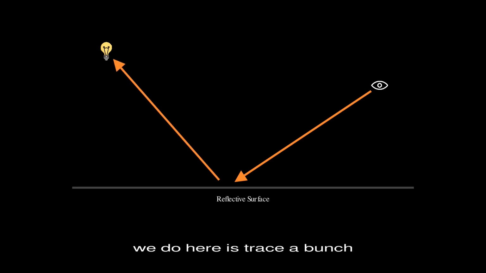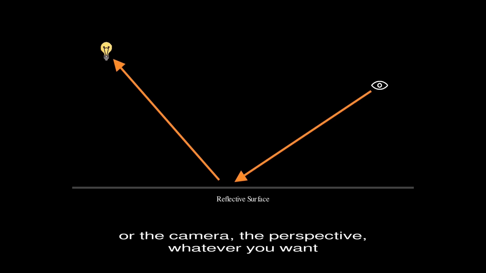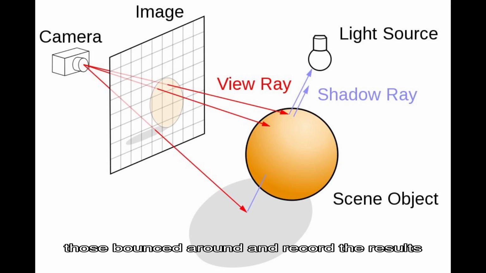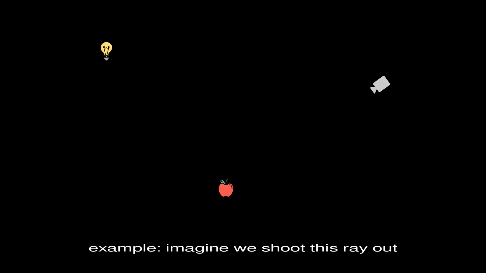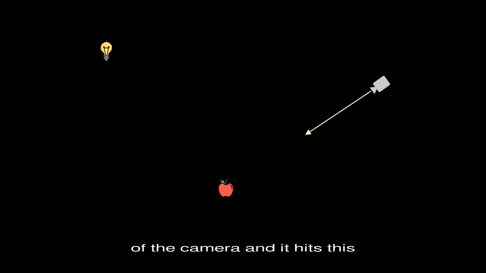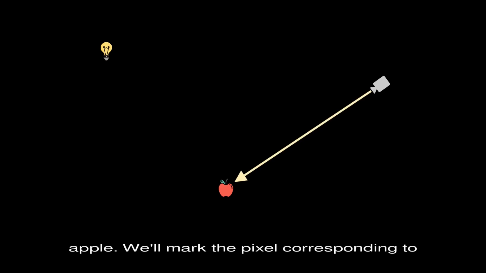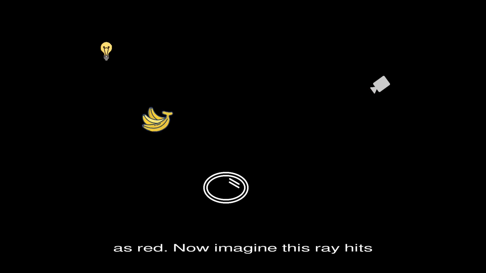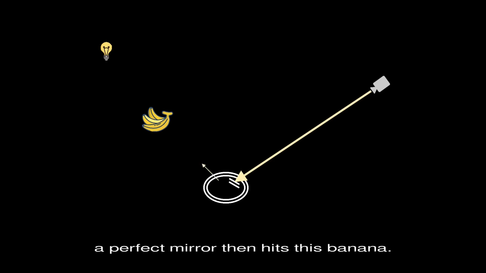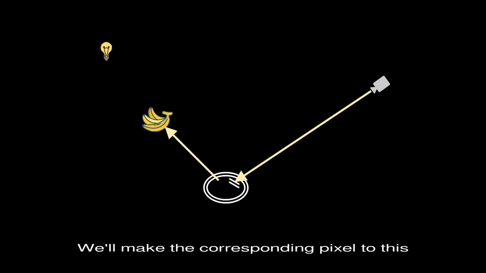So, what we can actually do here is trace a bunch of rays coming out of our eyes or the camera perspective, whatever you want to call it, and just see how those bounce around and record the results in an image. To use a simple example, imagine we shoot this ray out of the camera and it hits this apple. We'll mark the pixel corresponding to that ray as red. Now imagine this ray hits the perfect mirror, then hits this banana. We'll make the corresponding pixel to this ray yellow.